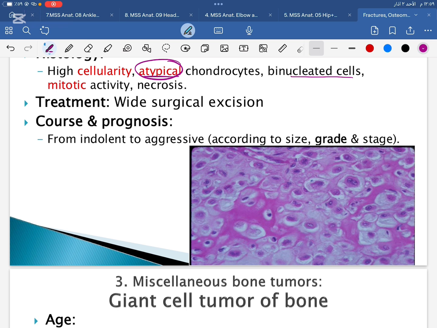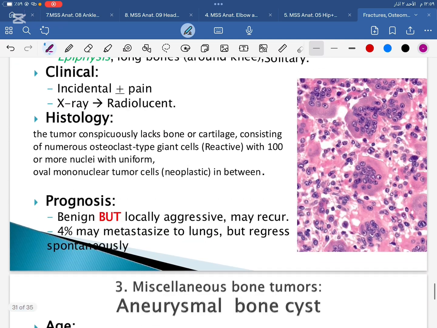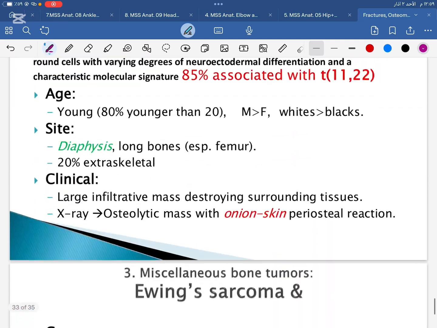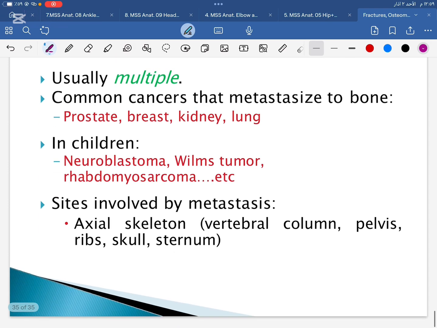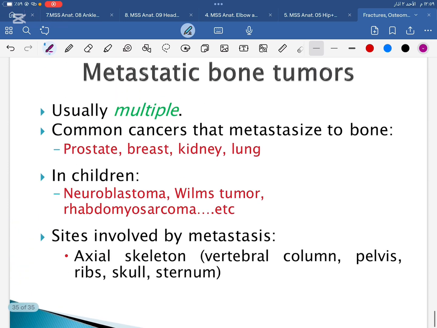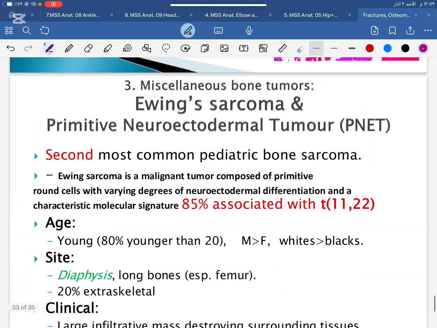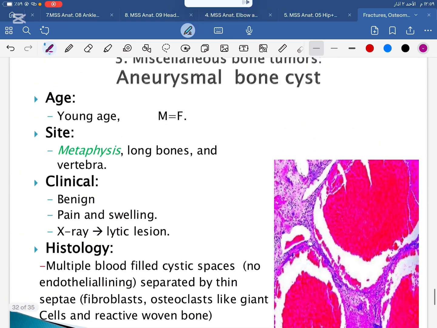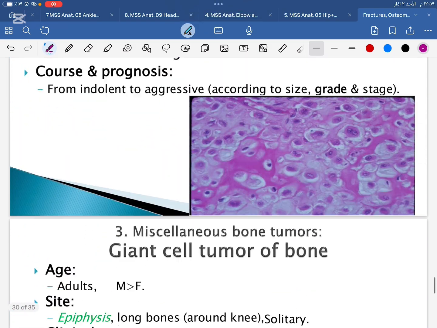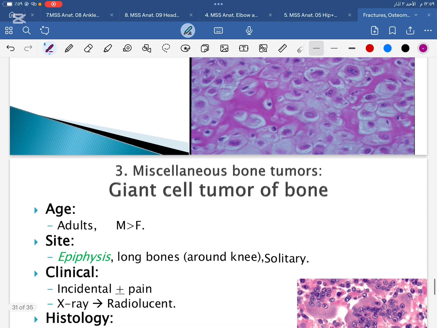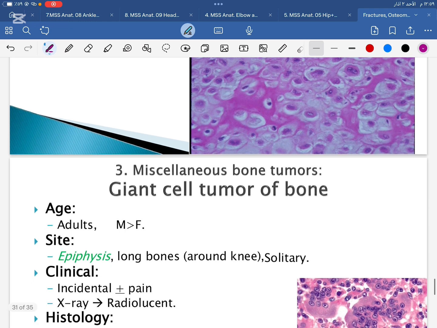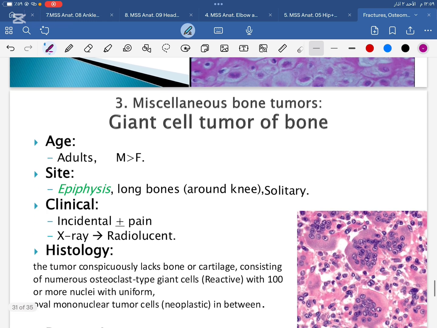Treatment for chondrosarcoma is wide surgical excision. The prognosis, it depends. حكينا في عنا different types, different grades of chondrosarcoma. So it could be indolent or aggressive lesions, depends on the type. Okay, size, grade, and stage and type. Chondrosarcoma. Okay.